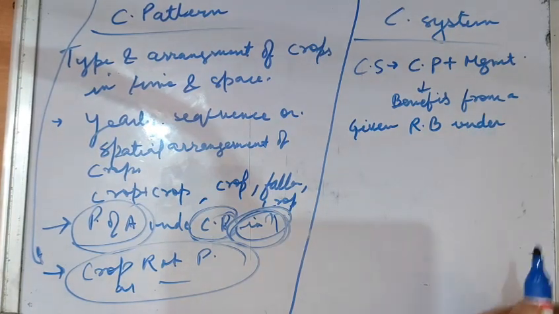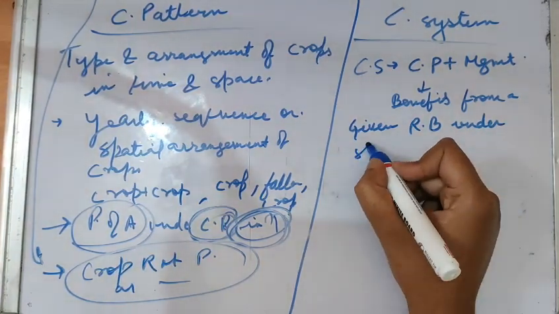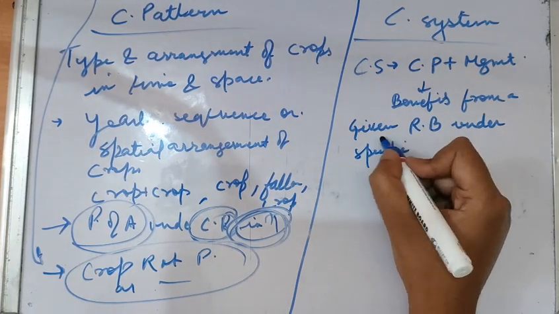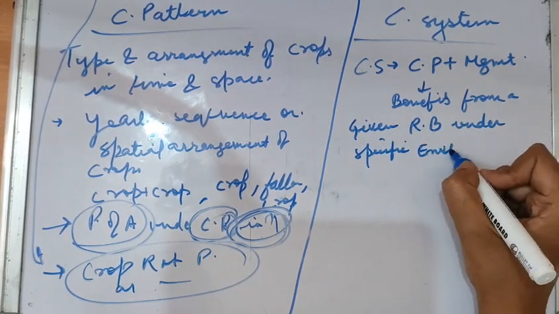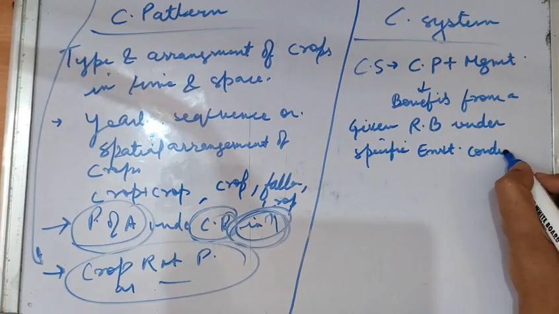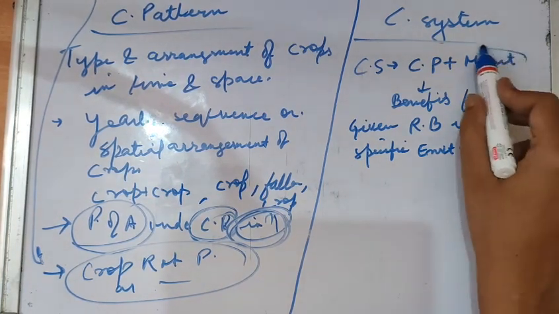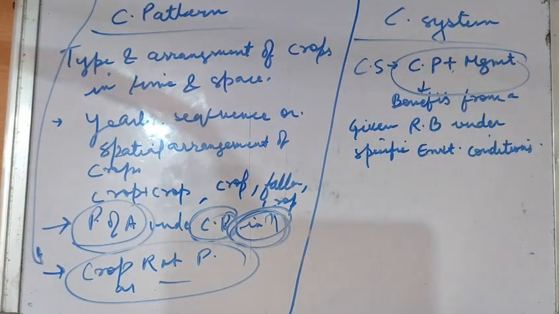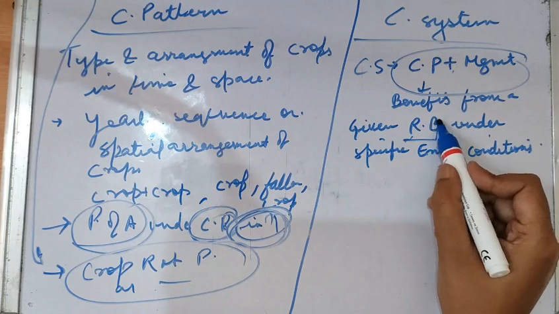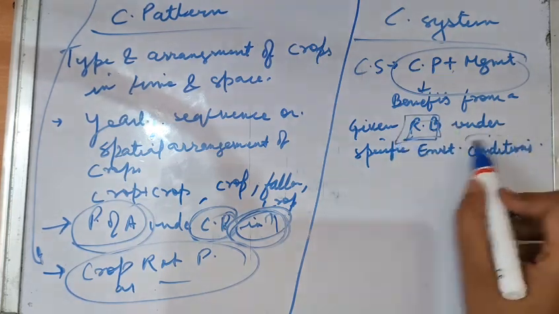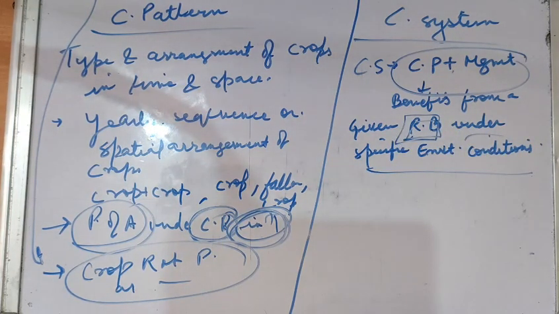These are very critical definitions. We need to remember this, under specific environmental condition. Keep making notes as I am teaching you. These notes are very helpful at the end of this course. So what is cropping system? Cropping pattern plus management, that is cropping pattern and its management to derive benefits from a given resource base under a specific environment condition. So this is what cropping system is.